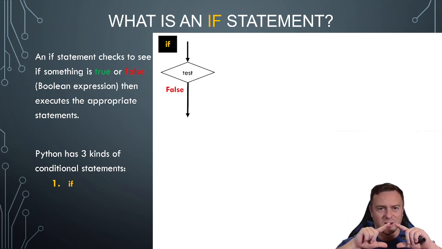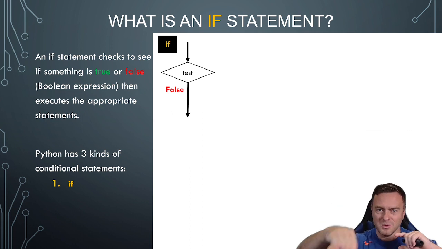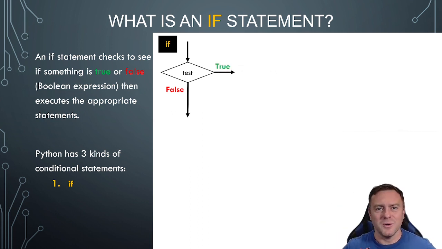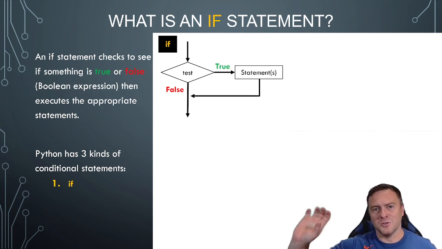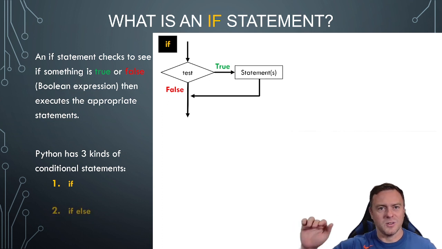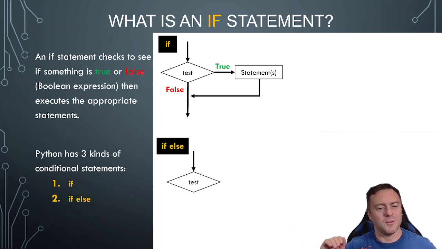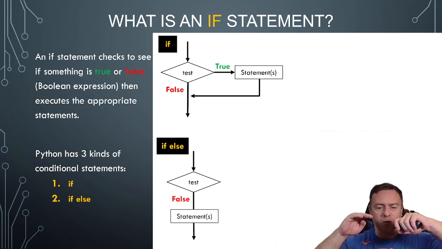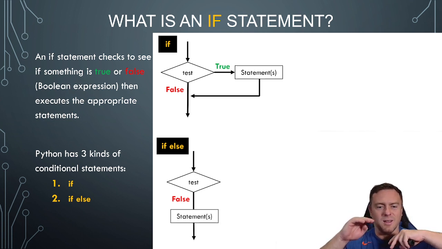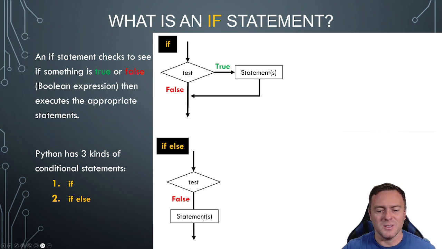So that, again, that diamond happens, and if it's false, you don't do anything. If it's true, however, you branch off and then do a certain statement. So there's no otherwise. The otherwise happens with an if-else statement. So if it's false, you go down here, but notice there's a new set of statements that you need to follow.